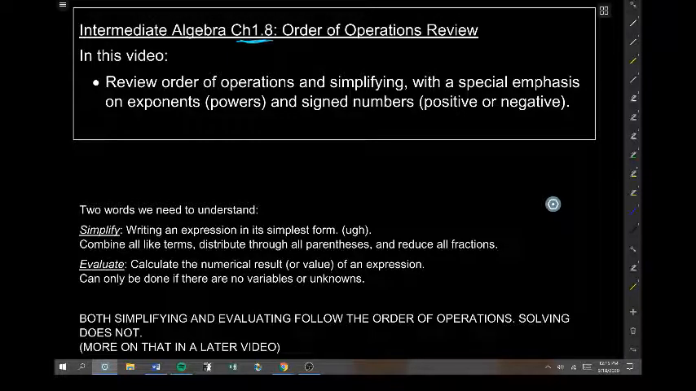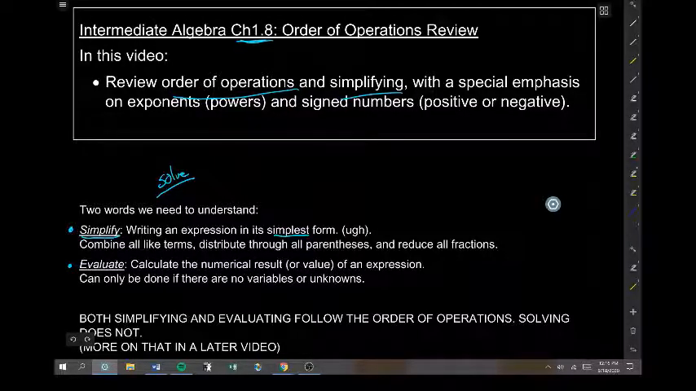So today we'll review the order of operations, talk about simplifying and evaluating with an emphasis on exponents and signed numbers. There's two words that come up in math a lot: simplify and evaluate. There's also solve. Solve is the third that we'll talk about at a different time. But to simplify, you take an expression and you write it in its simplest form, which, I hate that I use the word simplest in my definition of the word simplify, but I did. You combine all your like terms, distribute through parentheses, and make sure all fractions are reduced.